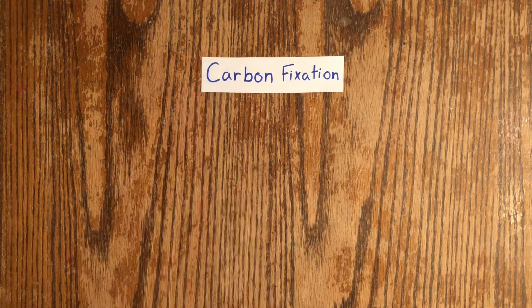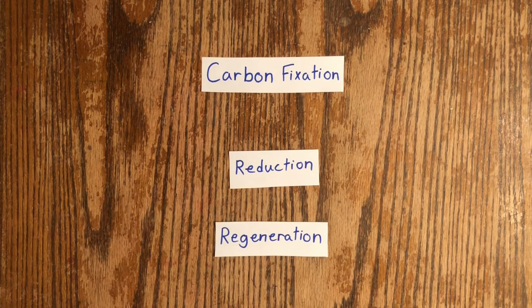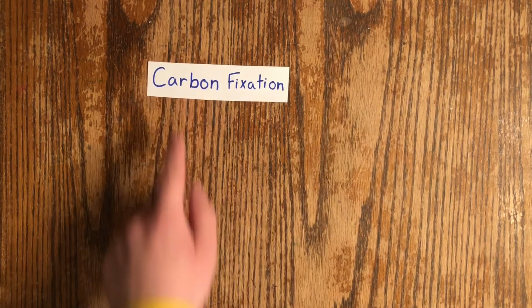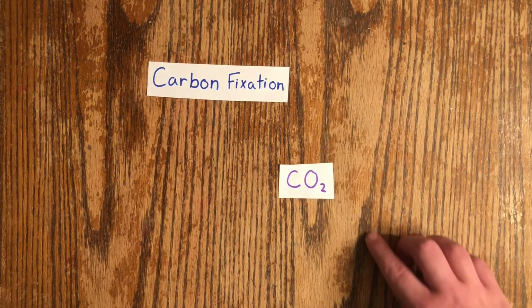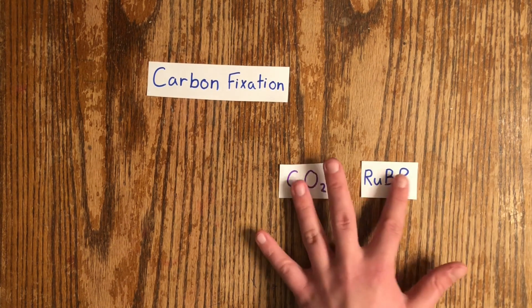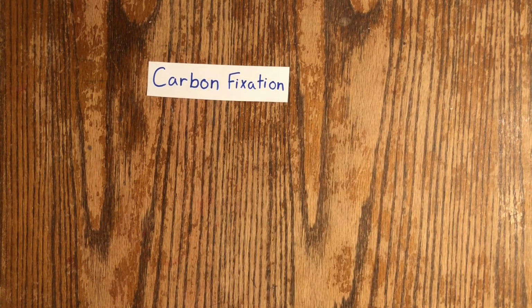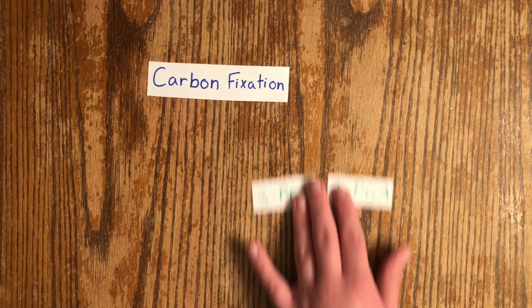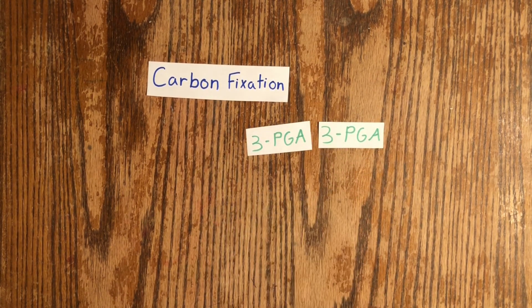The Calvin cycle reactions can be divided into 3 main stages: carbon fixation, reduction, and regeneration of the starting molecule. I will go through each stage, starting with carbon fixation. Carbon fixation starts with the CO2 molecule, which combines with the 5-carbon acceptor molecule, ribulose 1,5-bisphosphate, or simply RuBP. This step makes a 6-carbon compound that splits into 2 molecules of a 3-carbon compound, 3-phosphoglyceric acid, or 3-PGA.